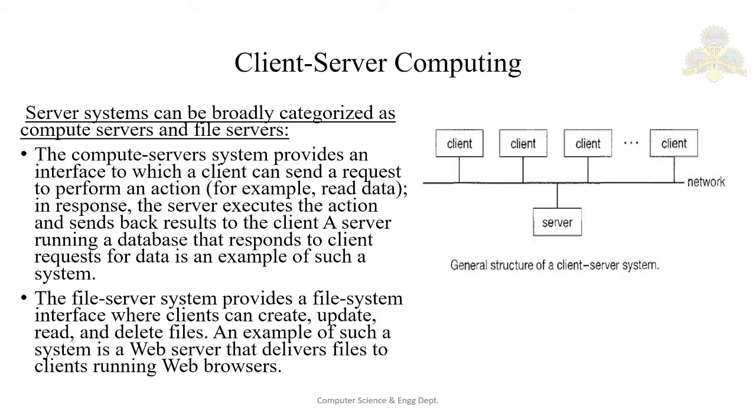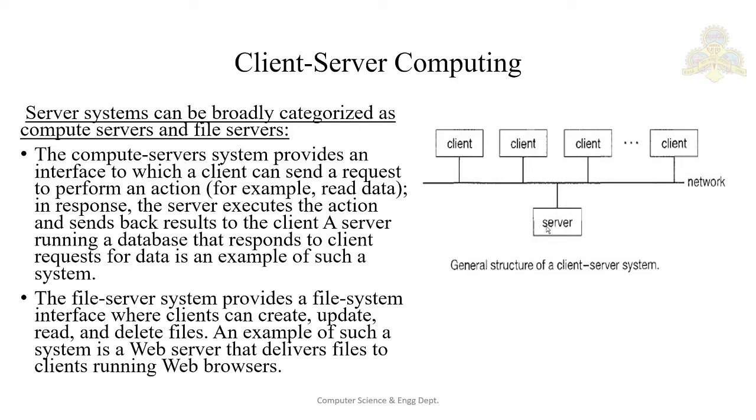Okay. So here is the general structure for your client server system. So one system acts as a server, and over the network clients are connected to it. Now the server systems can be broadly classified into two types. That is one compute servers and the next one is file servers.